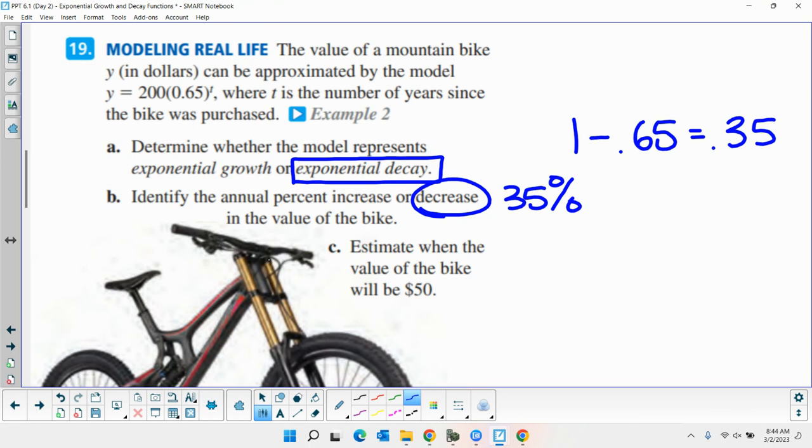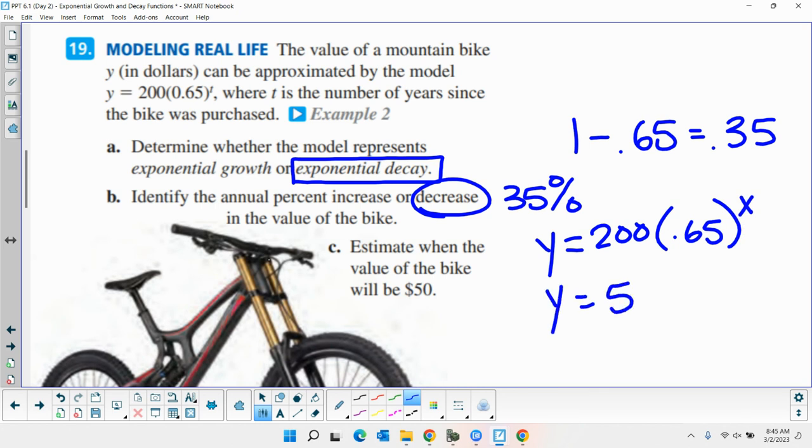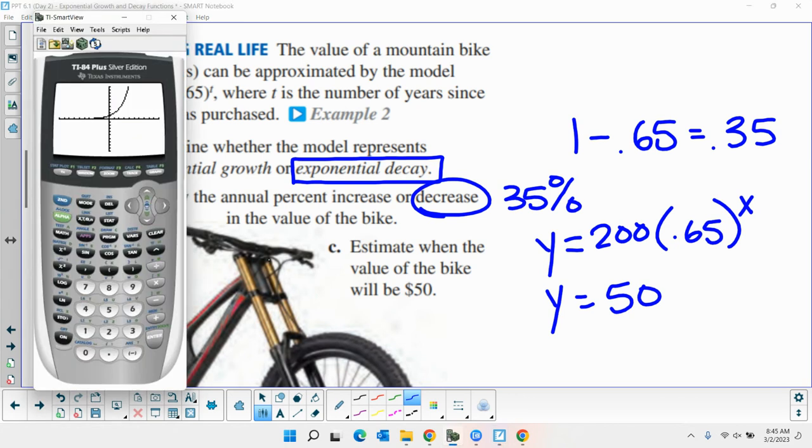So estimate when the value of the bike will be $50. So this is what we did. We went in our calculator and we did y equals 200.65, and we don't have a t, we'll put x, and then we're going to put y equals 50. We're going to put those two equations in our calculator. So do that.